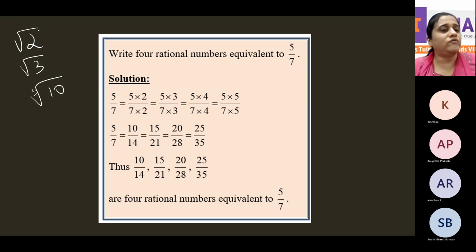expressions like √2, √3, cube root of 10. Okay, the square root of 2. When you find the square root of 2, you will see that its value is a non-terminating, non-repeating decimal.